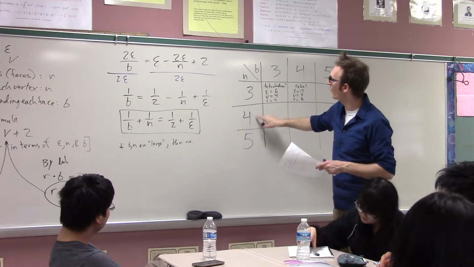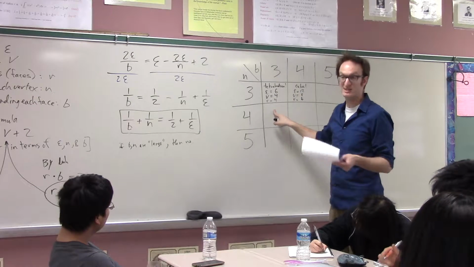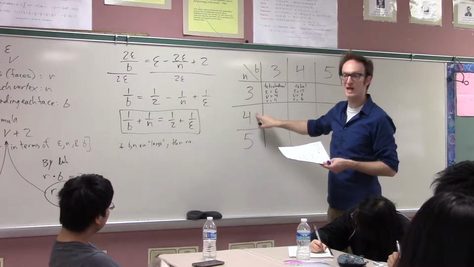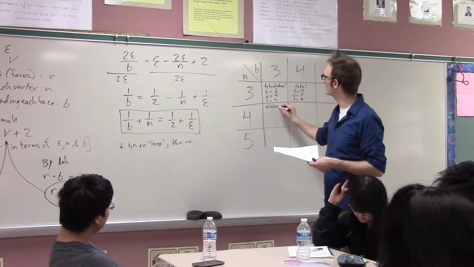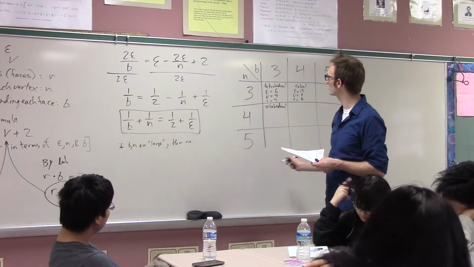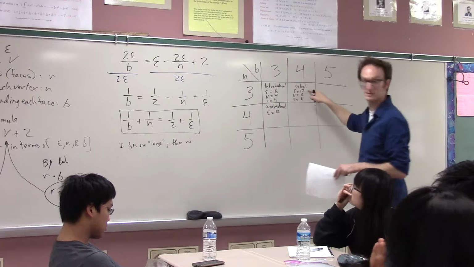What if N is 4 and B is 3? Now that's the octahedron, right? B is 3 means triangles, N is 4 means 4 triangles meeting at each vertex. So this is the octahedron. This is so much better than the last presentation. Okay, what's epsilon? It must indeed again be 12, right? Because it's the same math.